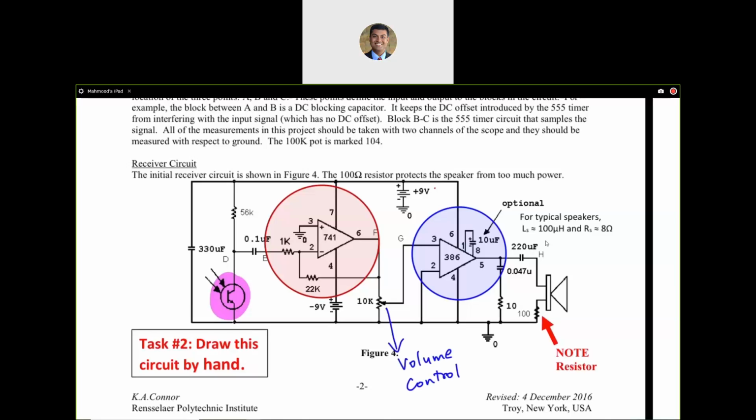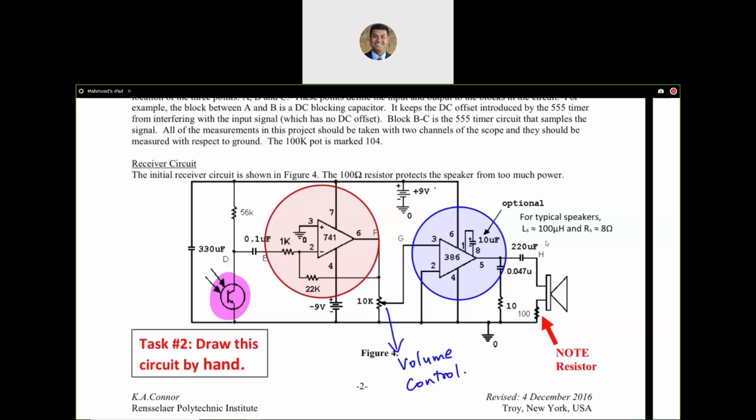And after the audio amp, we have an RC connection, which is going to allow the amplified signal to get a little bit smoother, and then eventually play on a speaker. We are using a 100 ohm resistor to protect our speaker, so that there is not too much voltage. The speaker is not overloaded.